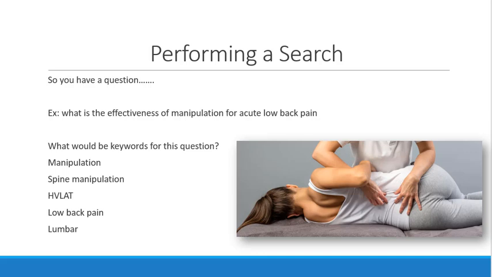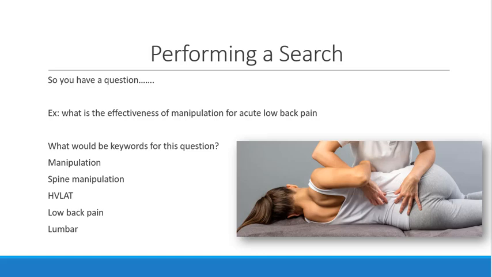So you've got a question, you've got a PICO in mind. Using that example from earlier, what's the effectiveness of manipulation for acute low back pain? So what would be potential keywords? Well, I might try to use things like manipulation, spine manipulation, other terms like high velocity, low amplitude thrust, or maybe just the abbreviation, low back pain, and lumbar.